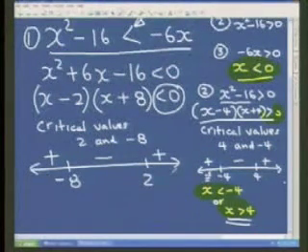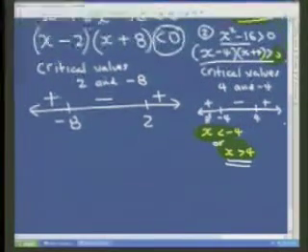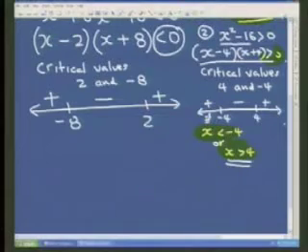Maka, are you with me? Yes. Now, what is the solution of this particular inequality, this part of the inequality? Remember, we want a negative answer. Which region gives us the negative answer?